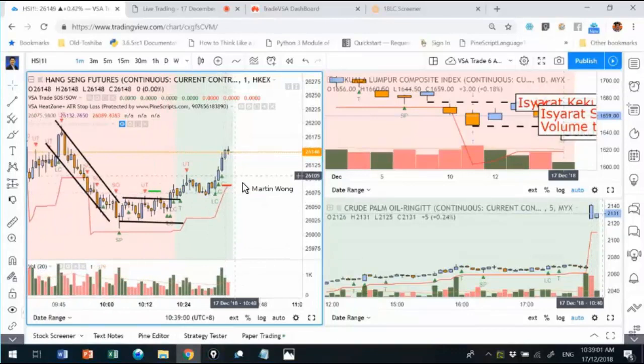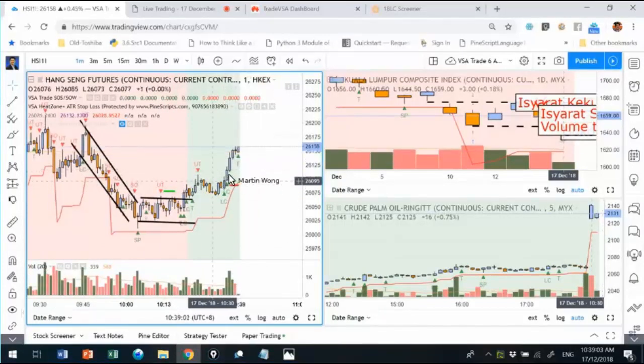Okay. Now you've got to remember, right? You have to be very careful now. We did see this climatic volume here.